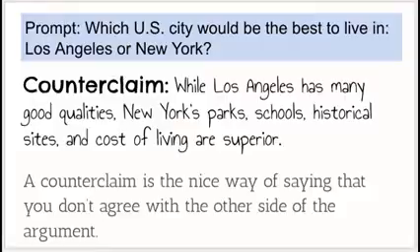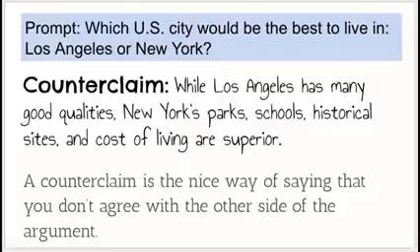Those are the items that will be discussed in the essay, but it also includes the counterclaim by stating that Los Angeles is not the U.S. city that they chose. This is an incredibly important part of 7th grade writing.